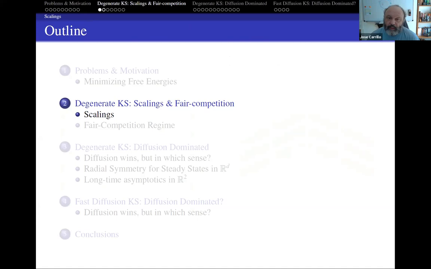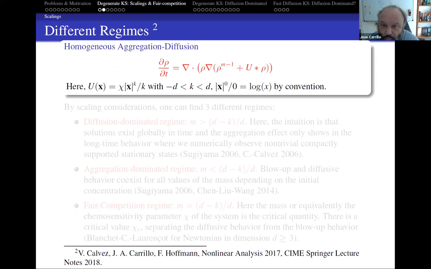study the case of homogeneous density, homogeneous nonlinearities, homogeneous interaction potential. So let's assume that the interaction potential is a homogeneous function, modulus of x to the k. K for me in this talk is always negative or zero. So it's between minus d and zero, and zero means the log by convention, just to have more general attractive potentials. And let's assume that the nonlinear diffusion is again a power law, rho to the power m.